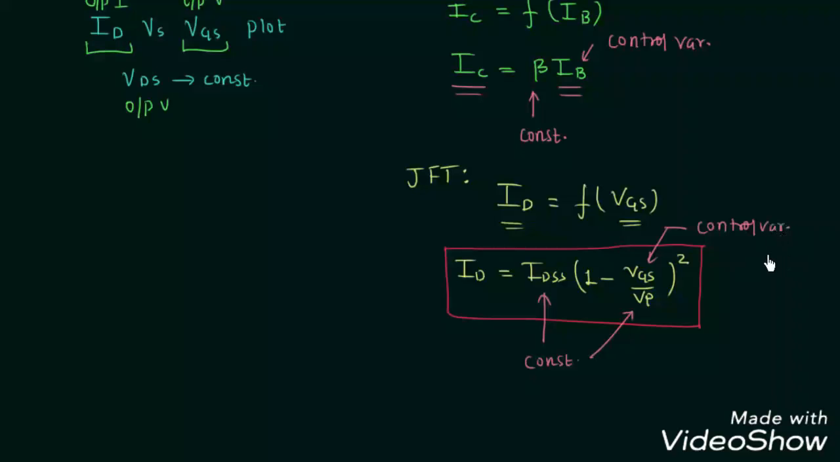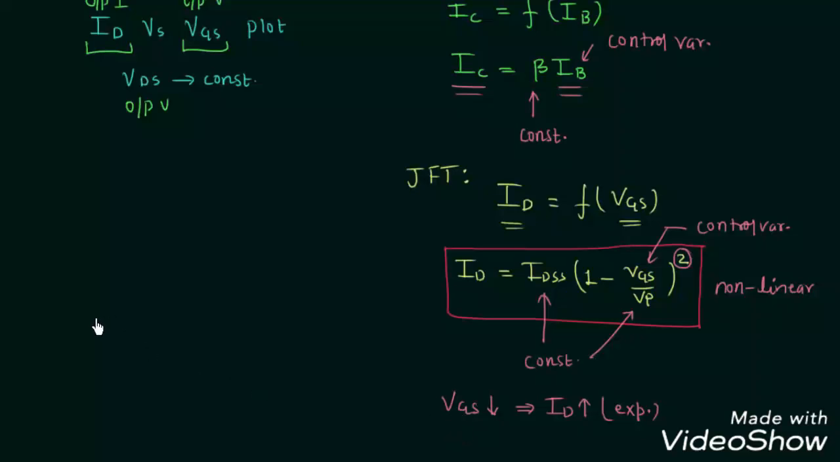VGS, the gate to source voltage, is the control variable in this case. Now the equation is non-linear because of the square term. You can see the square here, and because of this the equation is non-linear. If you decrease VGS, the drain current ID will increase, and that also exponentially. So there is an exponential increment in the drain current if you decrease the gate to source voltage VGS.